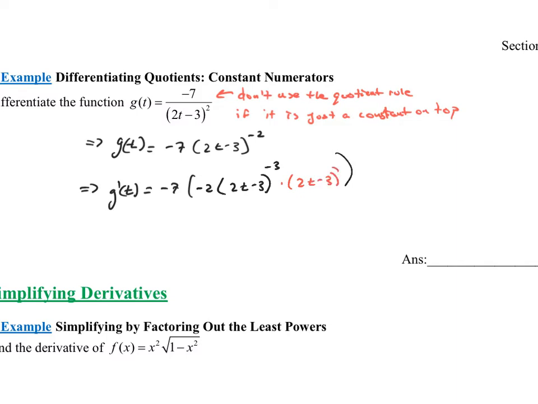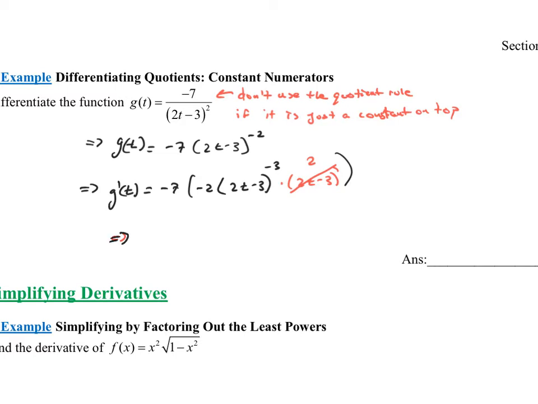Okay? So let's clean this up a little bit. The derivative of 2t minus 3 would simply be a 2, wouldn't it? Okay? And I'm going to clean this up. So now I have a negative 7 times a negative 2, which would be 14, times a 2, which would be 28. And then I have the 2t minus 3 to the negative 3. I'm going to throw that into the denominator.